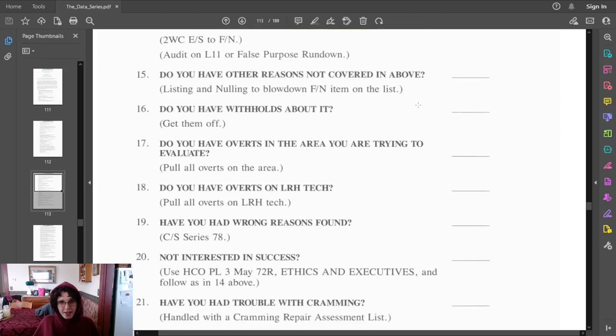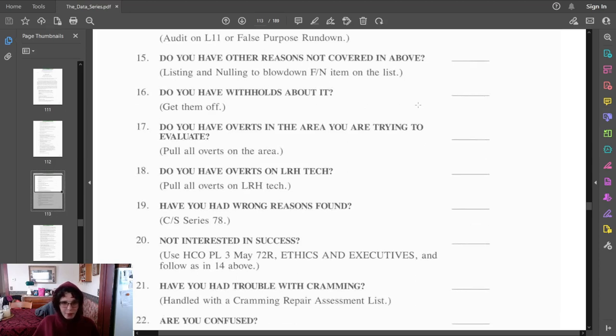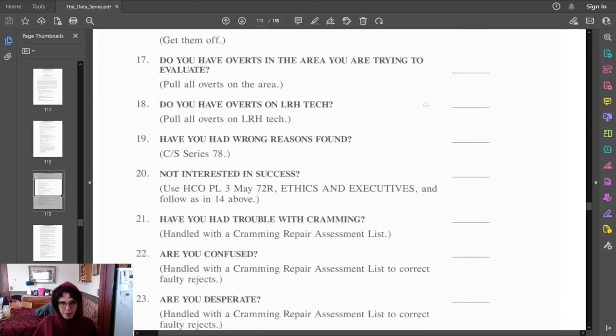You have other reasons not covered in above, listing and nulling to blow down FN item on the list. Going over a list of things to try to find what reads on the meter, and then carrying it to a floating needle. Do you have withholds about it? Get them off. Do you have overts in the area you're trying to evaluate? Pull all the overts on the area. Do you have overts on LRH Tech? Pull all the overts on LRH Tech. Have you had wrong reasons found?